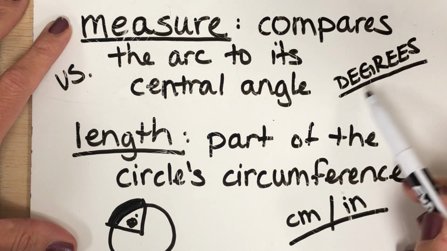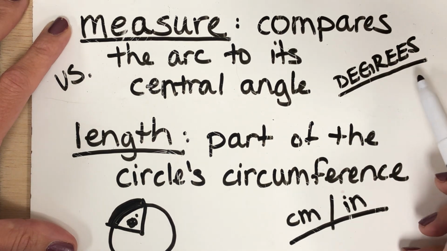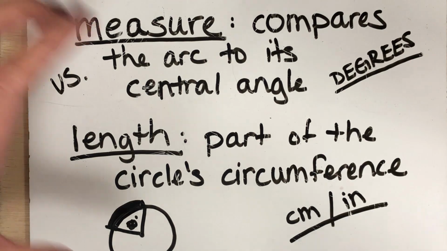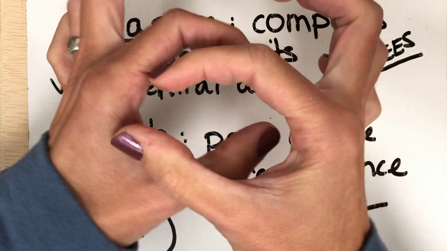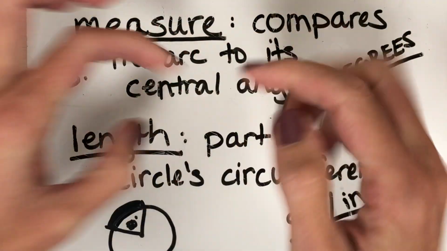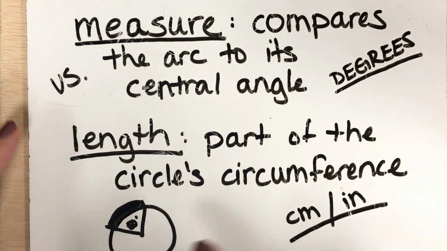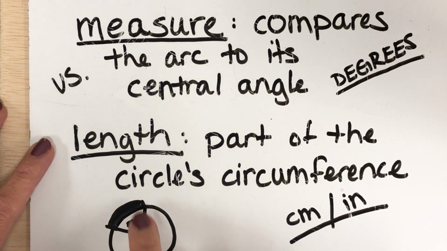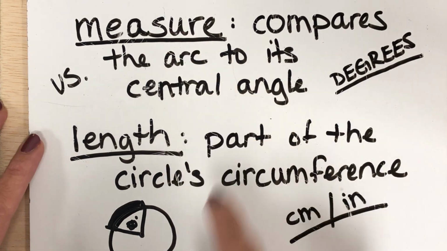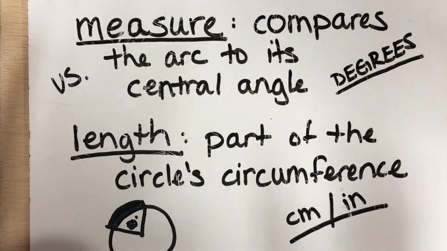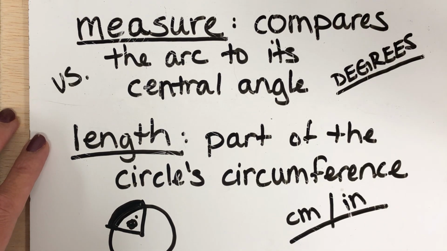The units when we're talking about the measure of an arc is always in degrees. I don't care how big my circle is or how small my circle is. The measure is always going to be in degrees, so it doesn't matter. It's always just in comparison to what the angle is. So the bigger the measure, the bigger the central angle. The smaller the measure, the smaller the central angle.